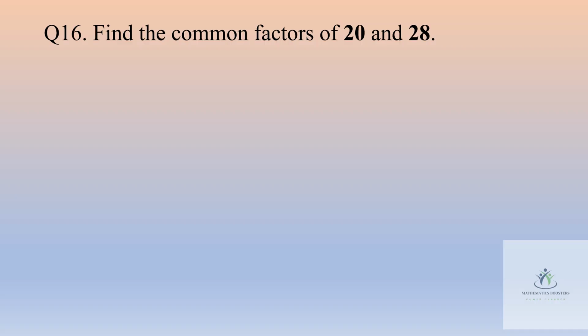Find the common factors between 20 and 28. First, find out all the factors. So 1 is a factor. 1 into 20 gives you 20. Next, let's check: 2 is a factor. Yes, because it is an even number. 2 into what gives you 20? 10. Then 3 is not a factor. 4 is a factor. 4 into 5 is 20. Now the next number is already in the list. These many factors are possible.